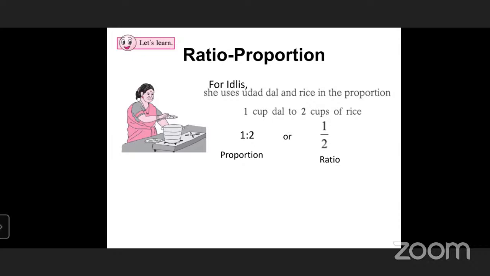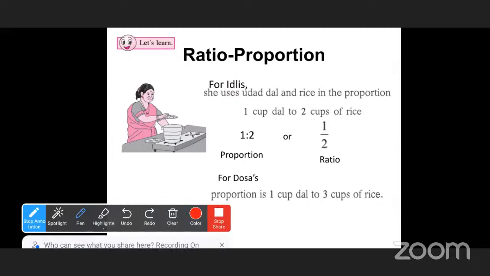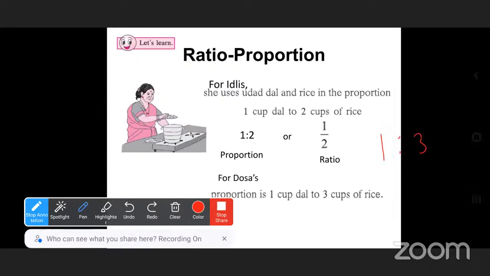Now, the proportion of urad dal and rice will be different for making dosas. For making dosa, she uses the proportion of 1 cup of dal to 3 cups of rice. If she's adding 1 cup of dal, then she is going to add 3 cups of rice. So what does this proportion say? Suppose instead of 1 cup, she is using 2 cups, then how much rice is she going to use?